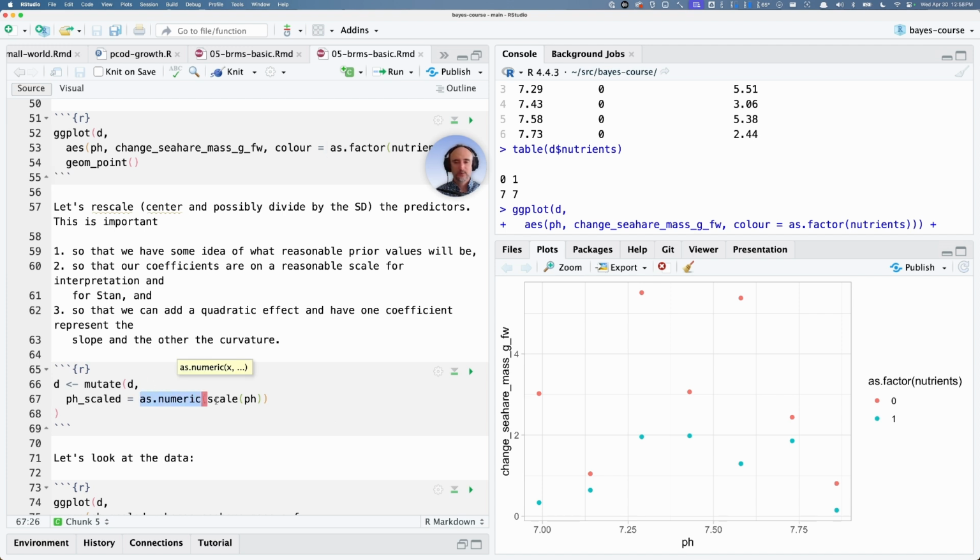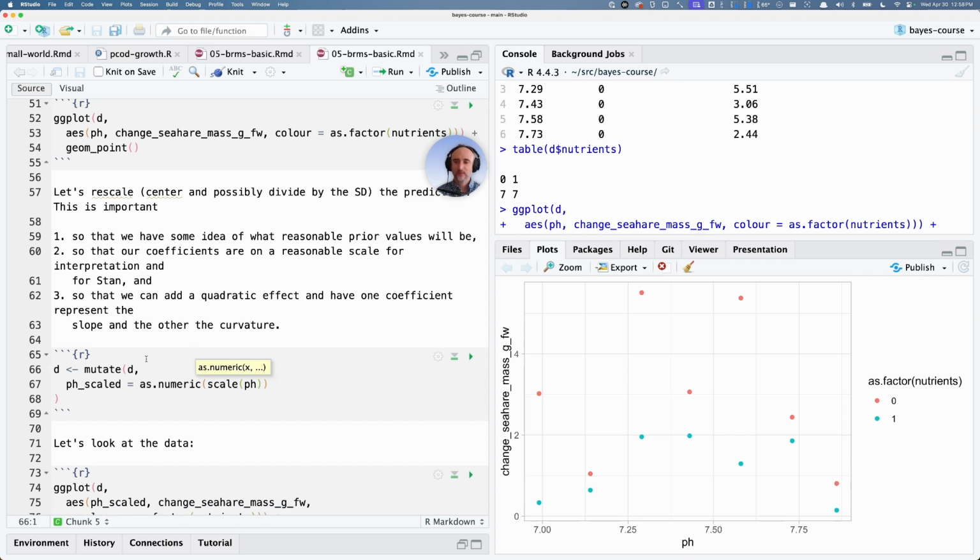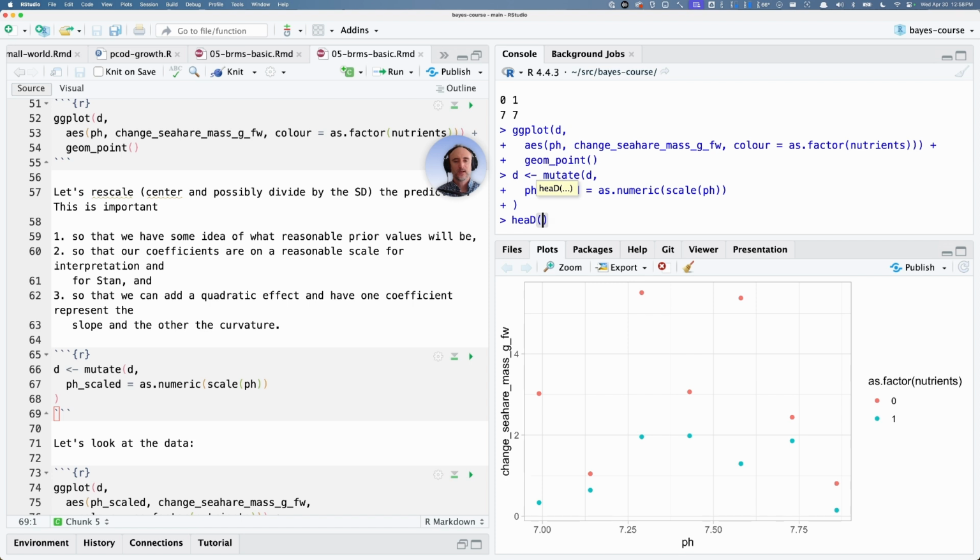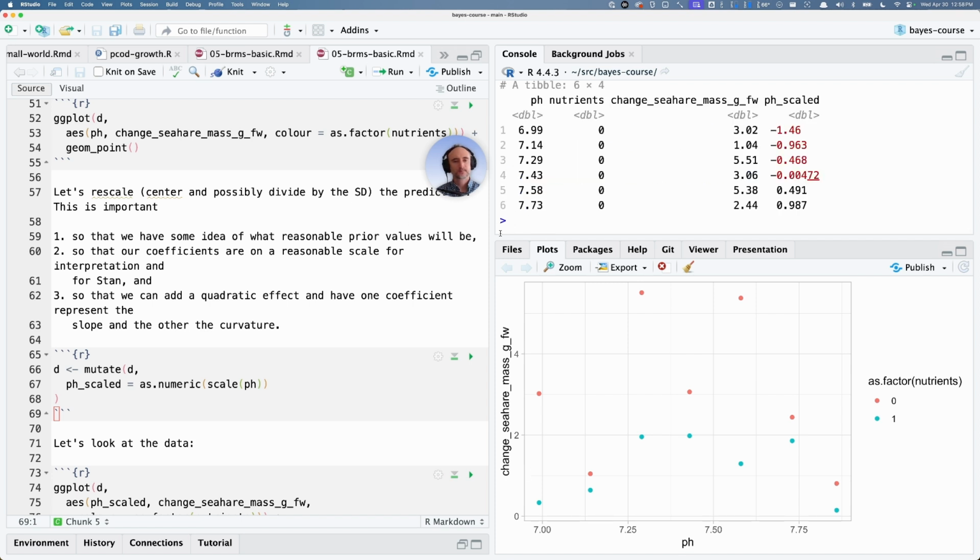So we could do that by hand. There's also this built-in scale function in R, and then I'm going to use as.numeric just to strip off some of the attributes that scale leaves. Scale leaves attributes about the initial standard deviation and mean so that you can back transform, but that also can wreak havoc with various model fitting packages. So now I have an additional column, which is pH scaled.